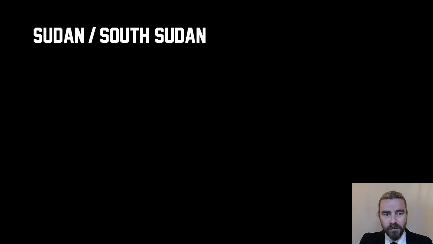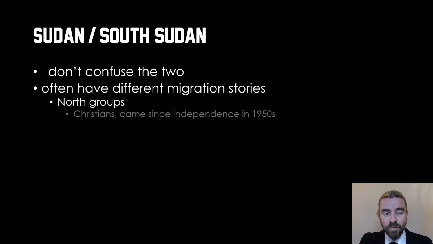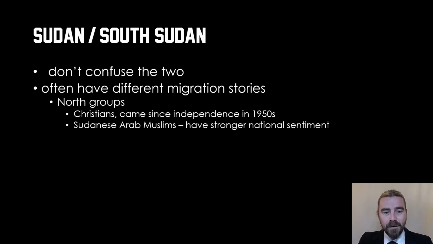Right, a slide on the difference between Sudan and South Sudan. So don't confuse the two. They often have very different migration stories. So northern groups, for example, some Christians have been coming since independence in the 1950s. One of the things that caused the rift between Sudan and South Sudan was religious differences. In general, Sudan is Muslim and South Sudan is Christian. It's a little bit of a simplification, but in general that's roughly how it is.